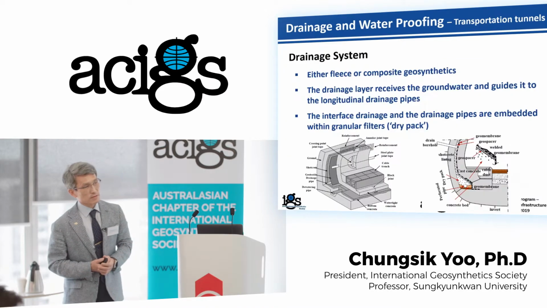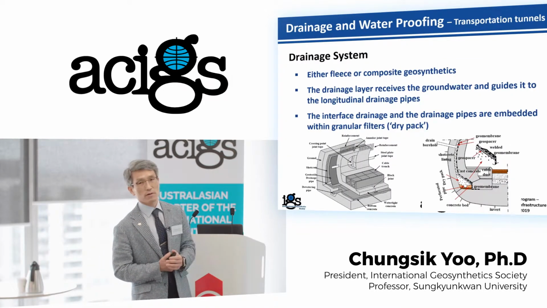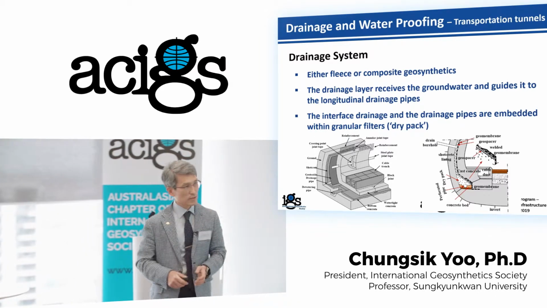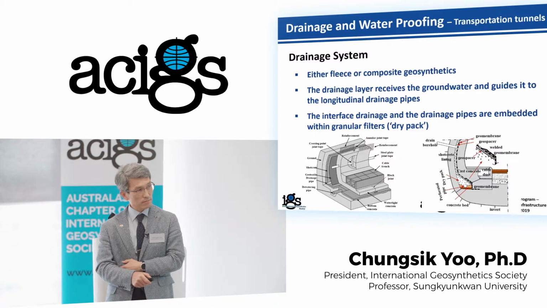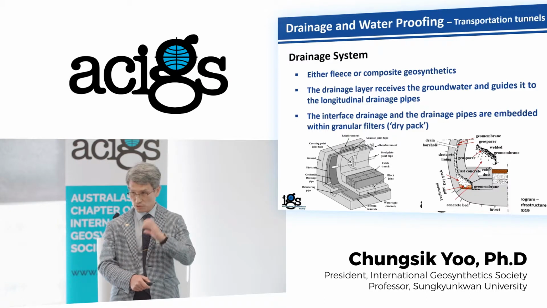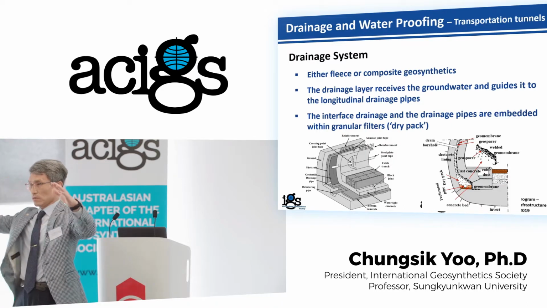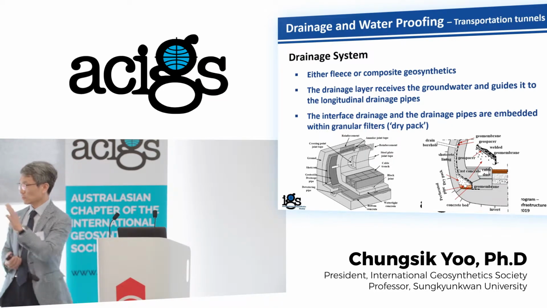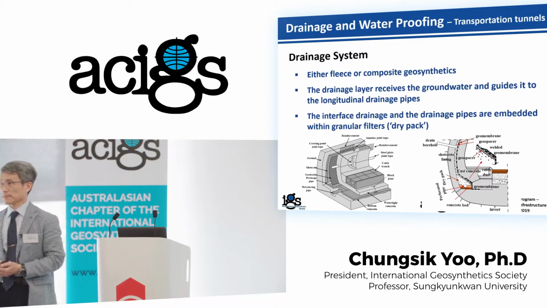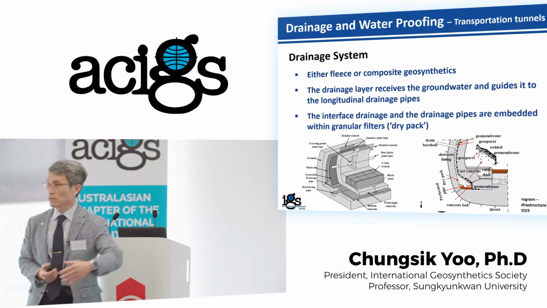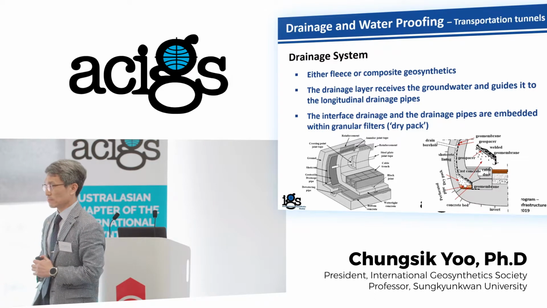Now this is more detail of the drainage system for drained waterproofing. As you can see, this is the shotcrete layer, and you have what we call geospacer, the drainage layer, and then geomembrane. And also we have longitudinal pipes. Those have to be designed considering the groundwater regime for your particular project site. We cannot just use geosynthetics off the shelf.